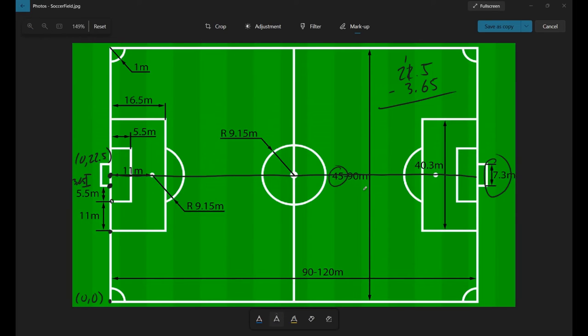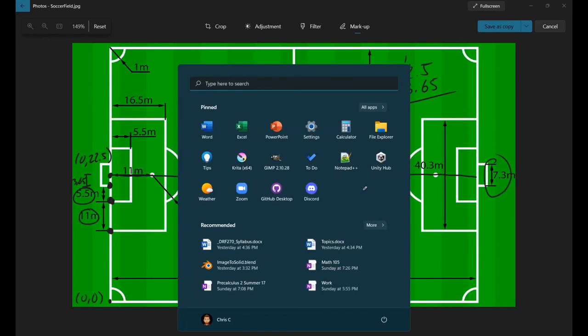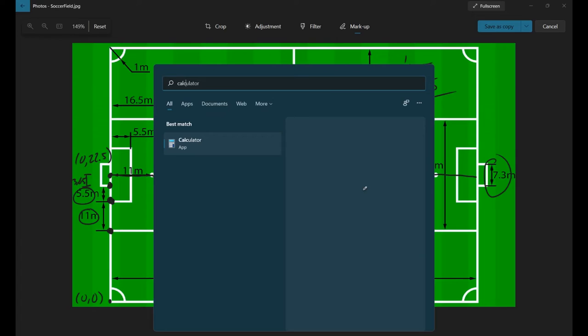All right, what about the y-coordinates here? Well, once you have that y-coordinate, then you can subtract 5.5, and you'll have that y-coordinate, subtract 11, and you'll have that y-coordinate. All right, let's get the calculator out.